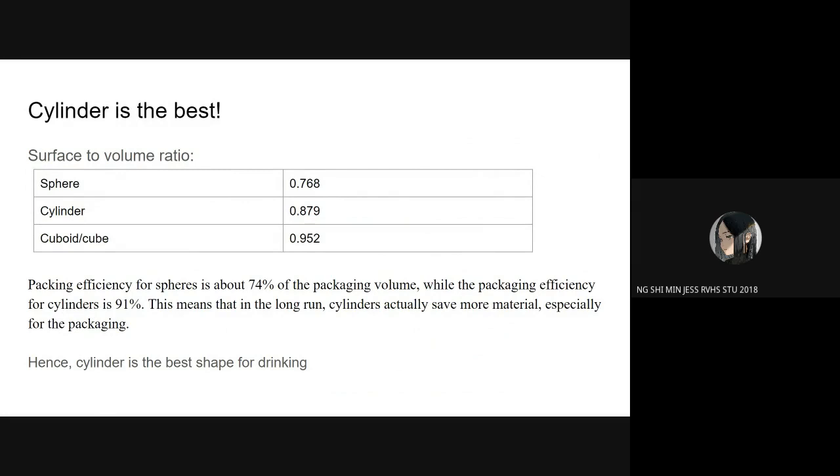However, comparing the sphere and the cuboid, through further research, we found that the packaging efficiency for spheres is about 74% of the packaging volume, but the packaging efficiency for cylinders is 31%. This means that in the long run, cylinders actually save more material, especially for the packaging.